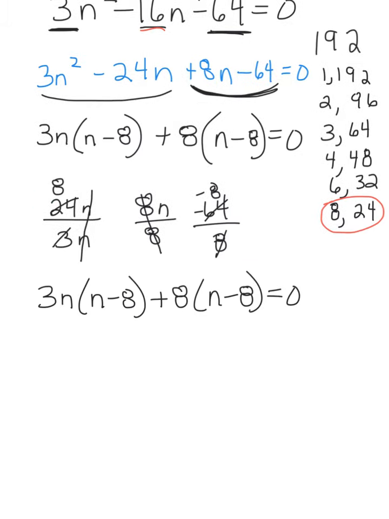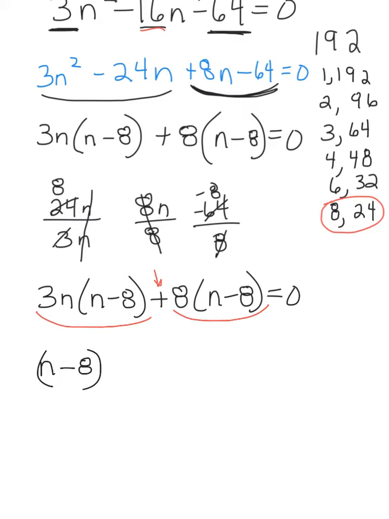So I've rewritten my equation to make it a little easier to see. So now I have 3n times (n minus 8) plus 8 times (n minus 8) equals 0. Now I have a term here and a term here, because terms are separated by a plus or a minus. So I have two terms, and something common in each term is the n minus 8. So I'm going to factor out, or divide out, an n minus 8.